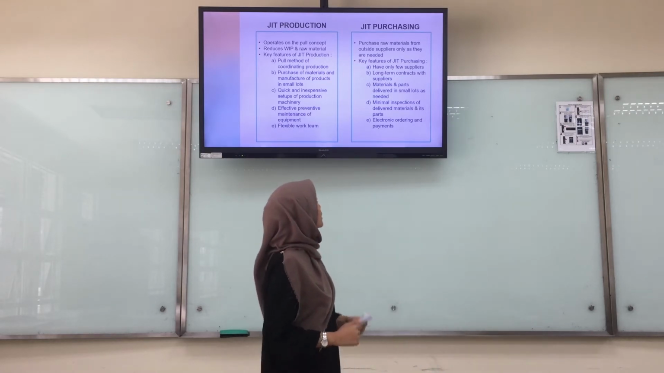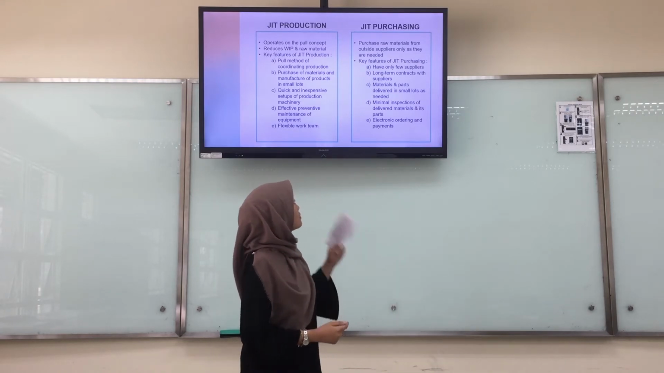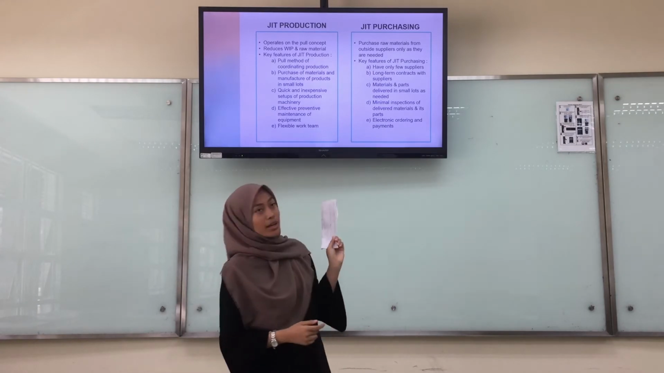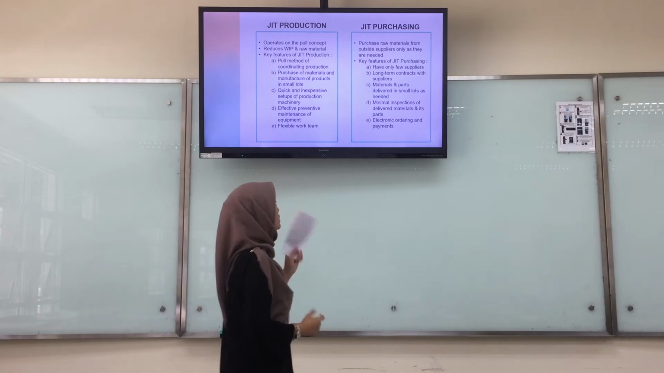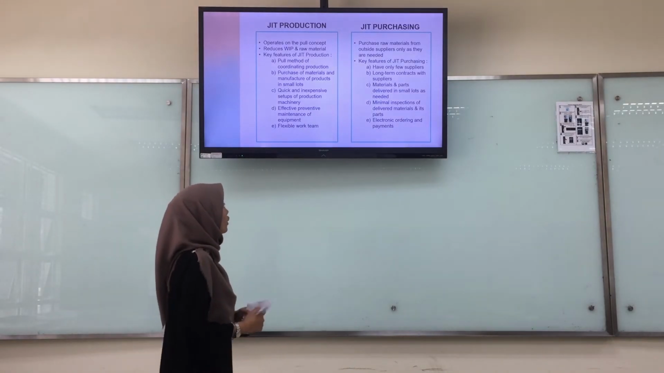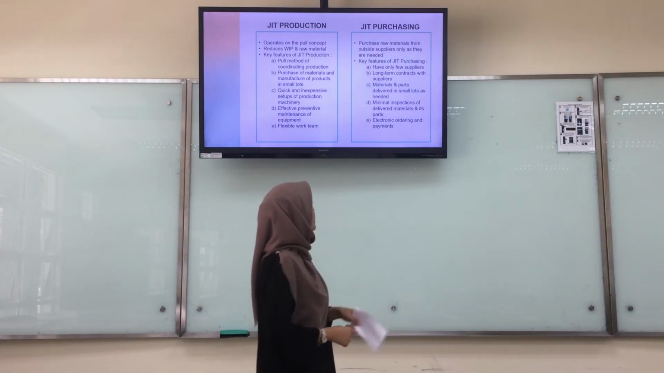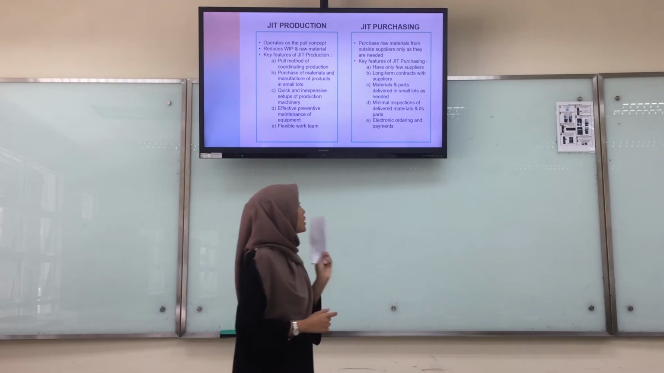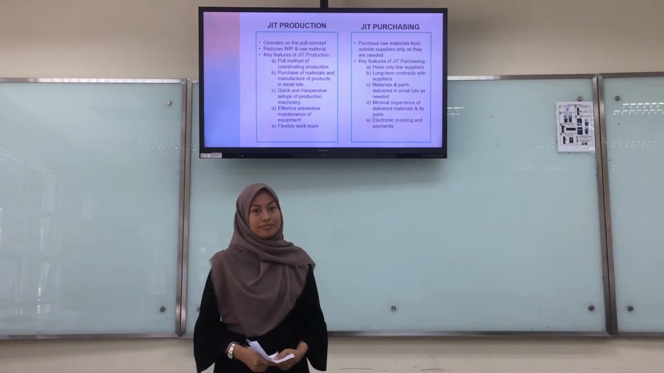Next type of JIT is JIT purchasing. JIT purchasing is purchasing raw material from outside suppliers only as they are needed. The key features of JIT purchasing are that they have only a few suppliers and long-term contracts with these suppliers. Material and parts are delivered in small lots as needed, with minimal inspection of delivered material and parts.